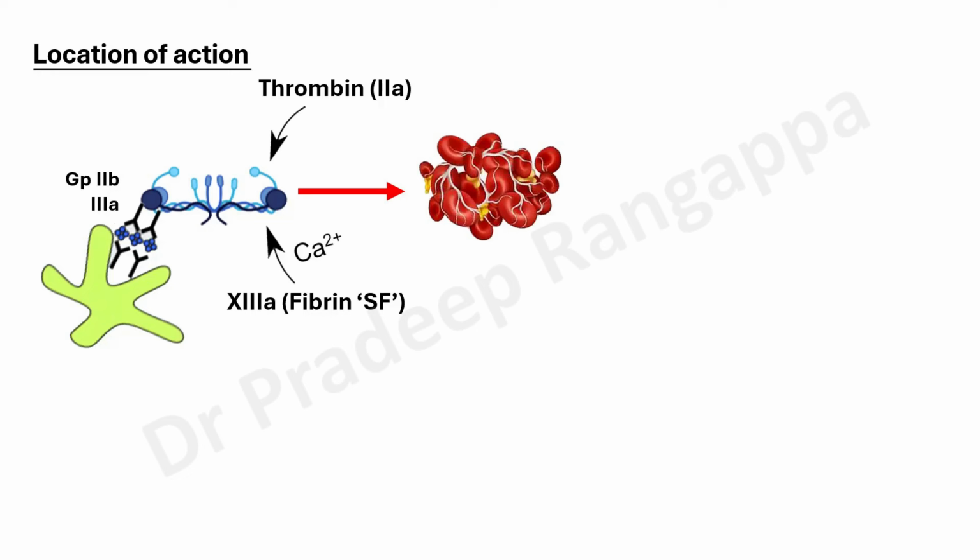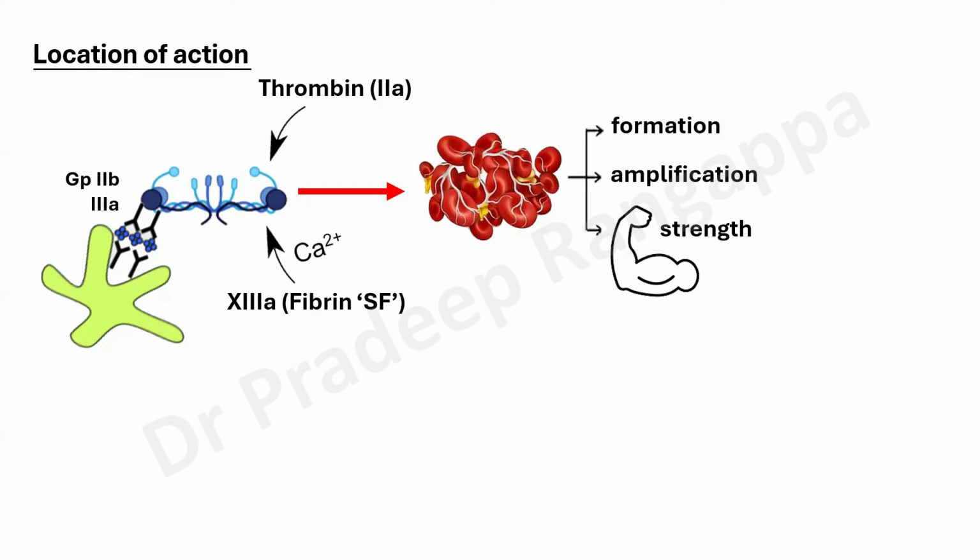So fibrinogen binds to platelets, and in the presence of thrombin, 13A and calcium, it helps in the formation of the clot. I think all trainees can have a bit of clarity on this. By doing this, it helps in clot formation, it helps in amplification of the clot, and it gives strength to the clot. So this is the three-way benefit or mechanism of fibrinogen: it helps in clot formation, it strengthens the clot, and it amplifies the clot formation.